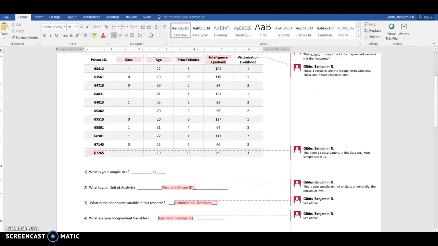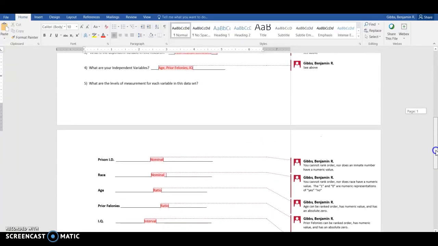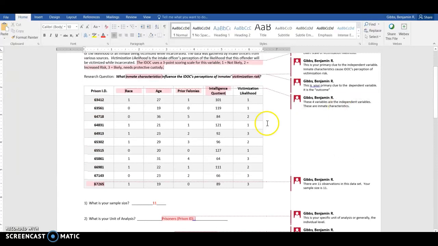Prior felonies, I believe, is the next one on our sheet, so let me scroll down. It is also a ratio level variable in this instance, as this is what we call a count variable. Inmate 63412 has 1 prior felony, whereas 63561 has no prior felonies. So there is a true 0. Someone can have no prior felonies. So you can rank order, there's a mathematical property, and there's a true 0.